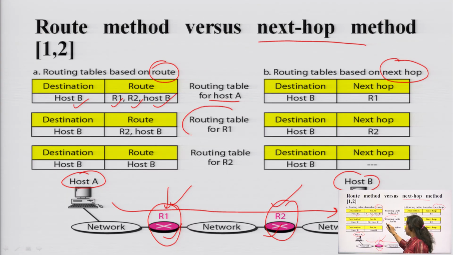So, this is the routing table for R1. Now, the packet has reached over here. What is the routing table which has to be followed at this point, so that the packet will be transferred to host B? So, this is the route, that is host B.